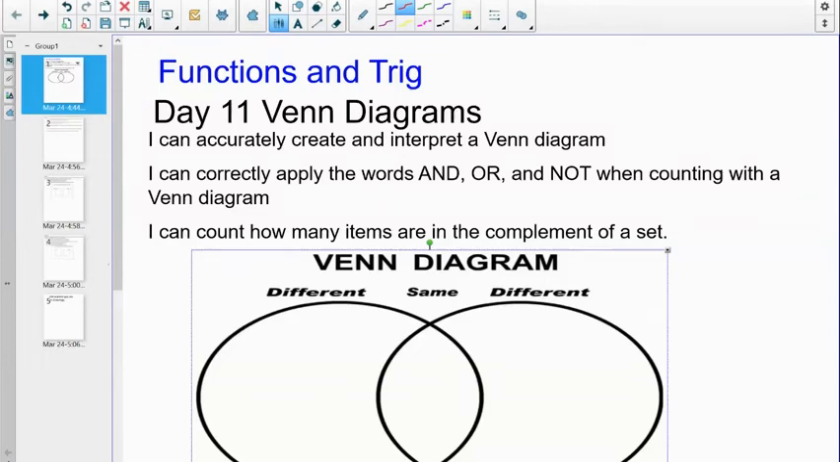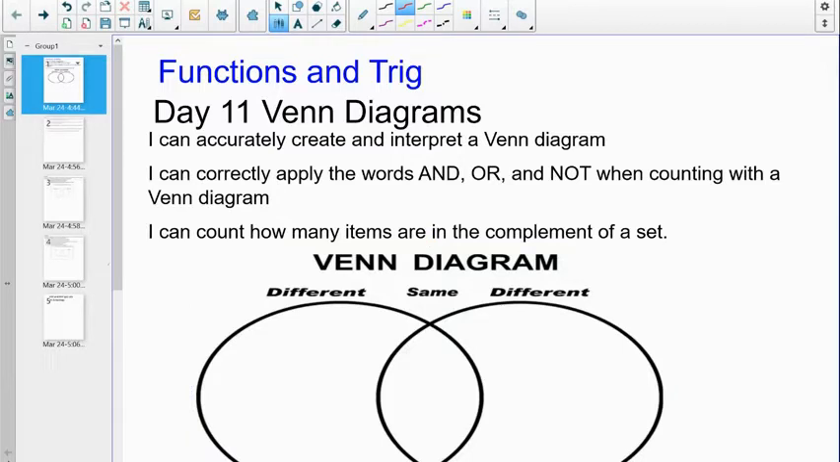Day 11, Venn diagrams. This might look familiar to you, but it'll be more of a review if you've seen it before, and we're going to be doing some more math and probability. Well, probability will be day 12, but today we're going to be working on interpreting them. So a Venn diagram is this diagram you see down here, and oftentimes you'll see it with a box.